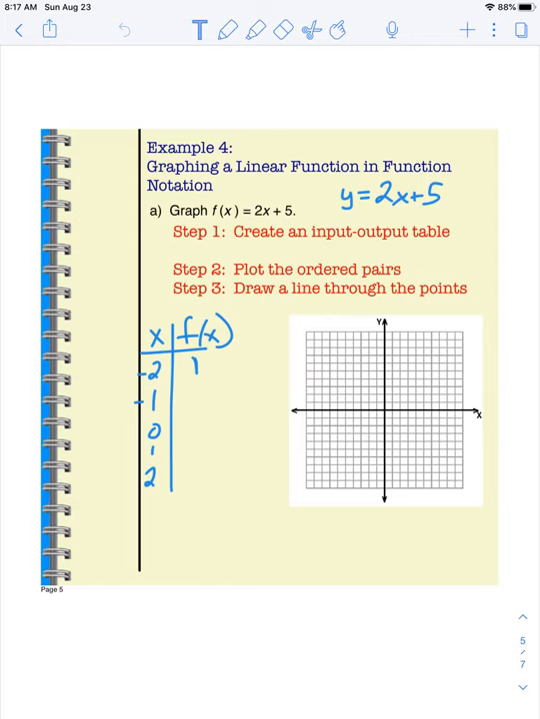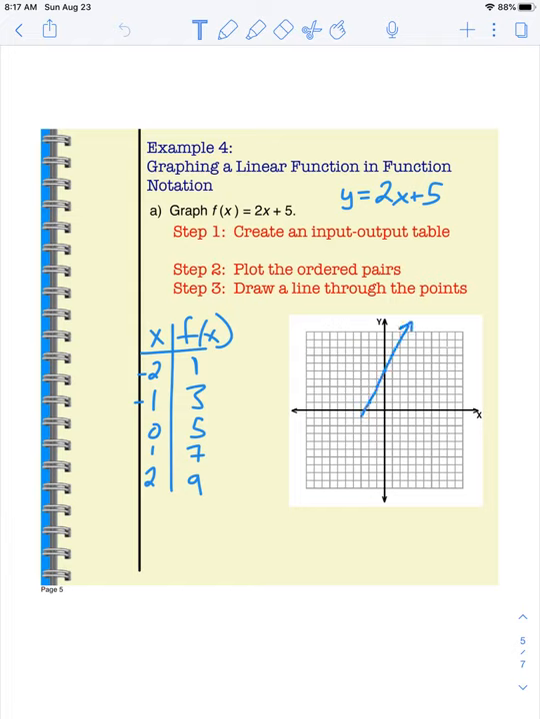If I plug in -1 for x, I have -2 plus 5, which is an output of 3. If I plug in 0 for x, I have 5. Notice a pattern in the y values, 1, 3, 5, 7, 9. All right, now pause it for a second and plot those ordered pairs on the graph. All right, my ordered pairs are plotted. Last step, we're gonna draw a line through the points.